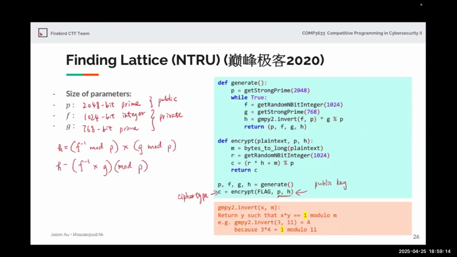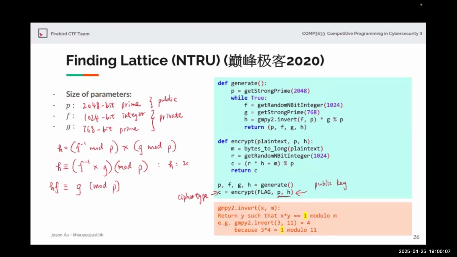So actually we can use the equivalence relationship to define H and H's relationship with F, G and P. And then we can do a multiplication, multiplying both sides by F. You get HF is equivalent to G modulo P. And we can also observe the size of H, because H is equivalent to something modulo P. So the size of H should be at most the bit size of P, so it's maximum 2048 bits. This is the maximum size of H.